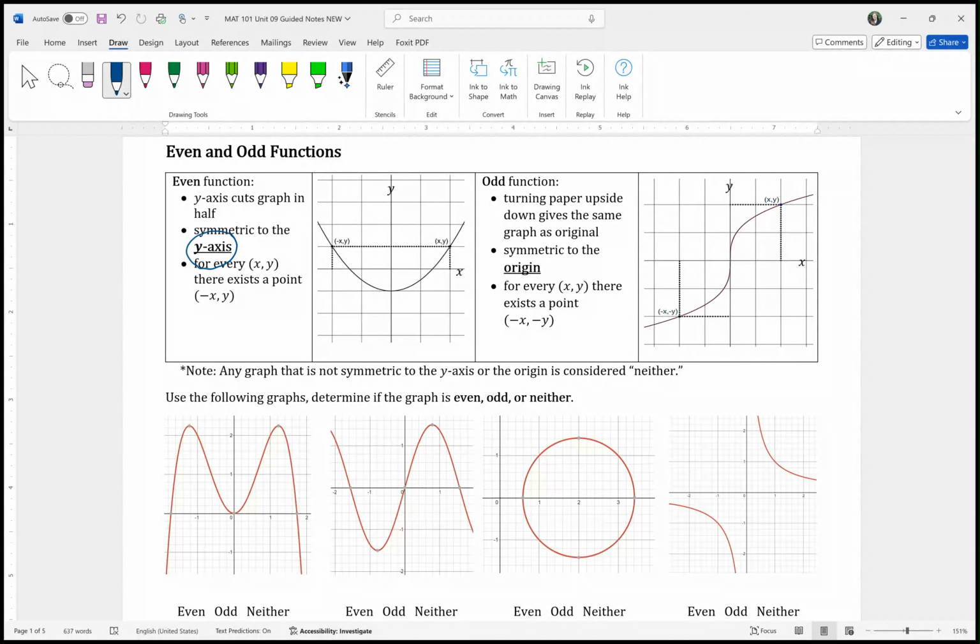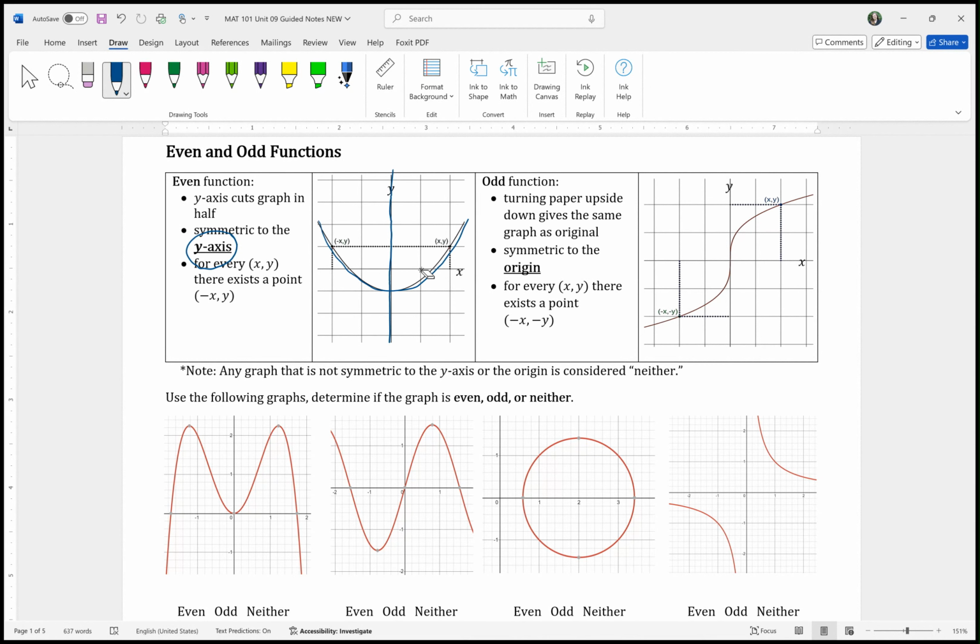So in this graph I have here, here's the y-axis, and you can see that this parabola is kind of cut in half or mirrored along the y-axis. You could fold your paper along that axis, and those two parts of the graph will lie on top of each other. So you can think about the y-axis cutting this graph in half.